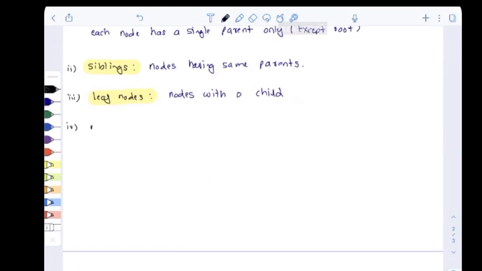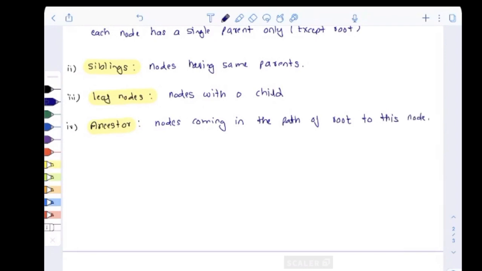Let's see. That is ancestor. Once again, a general English word. Ancestor of a node. So first of all, understand the definition carefully and then tell me the answer. Okay. So nodes coming in the path of root to this node.